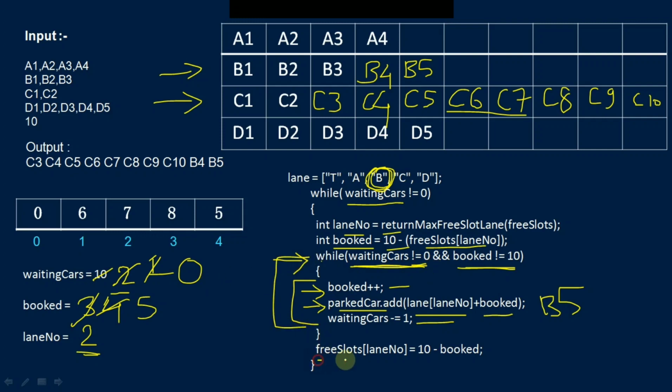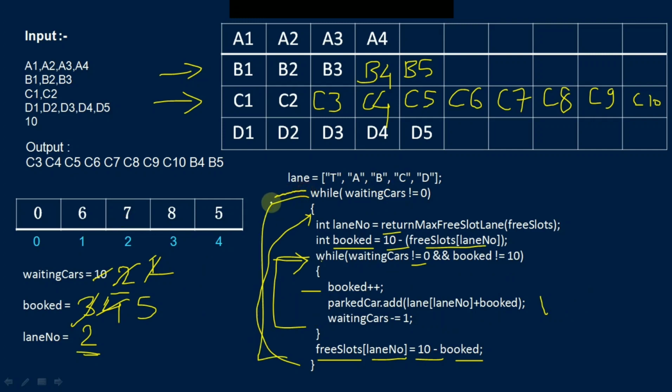Okay. And here we are saying free slots of lane number. So lane number is 2 and 10 minus booked. So booked value is 5, so 10 minus 5 we will get 5 and we will store 5 here. Okay, that means 5 slots are free at B lane. Okay, and again we will go to this line and here it will check while waiting cars not equal to 0. Now it is 0, so we will exit from this loop.